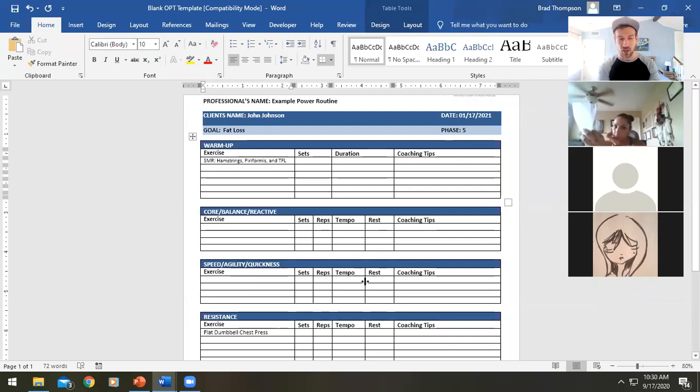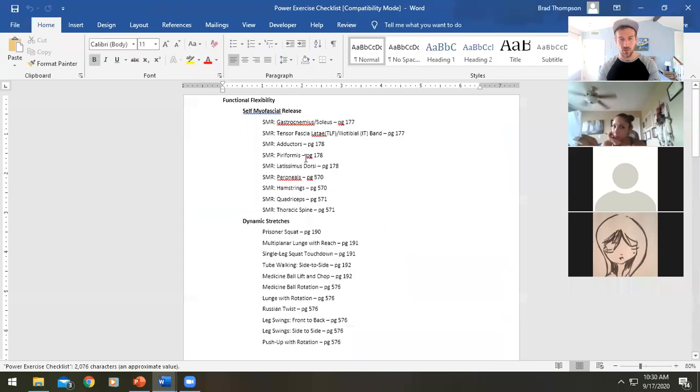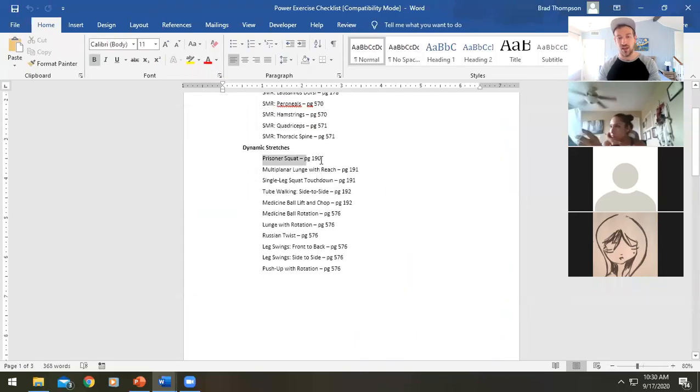All right, so I'm gonna go with dynamic hamstring stretch. If I open my exercise checklist here and go to my list of dynamic stretches, I've got things like prisoner squats, multiplanar lunge with reach, single leg squat touchdown, tube walking side to side, right? A lot of these look like movement prep exercises because honestly they are. But leg swings front to back, that is very good for my hamstrings. So I'm gonna copy that.